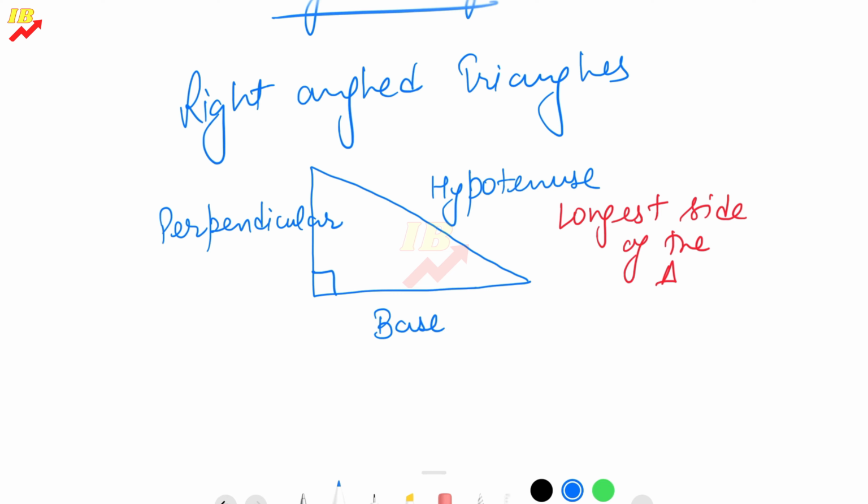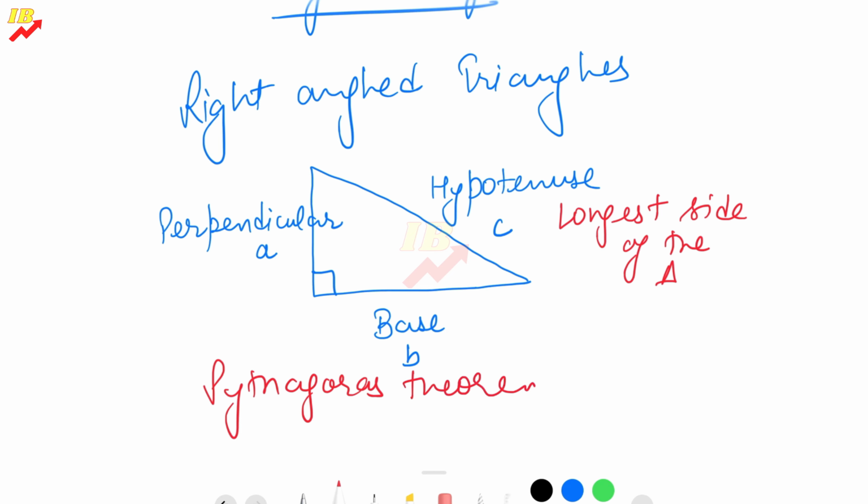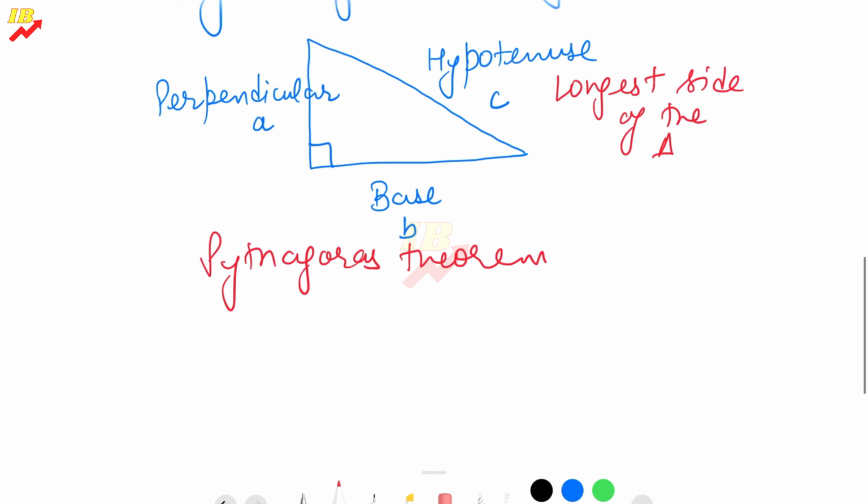Whenever you see any right triangle, only then are we supposed to use the trigonometric things, right? So if I want to write some side names, this is A, this is B, and this is C. Here comes one more theory called the Pythagoras theorem. What is the Pythagoras theorem? The hypotenuse square is equal to the sum of the squares of the other two sides, that is a square plus b square.